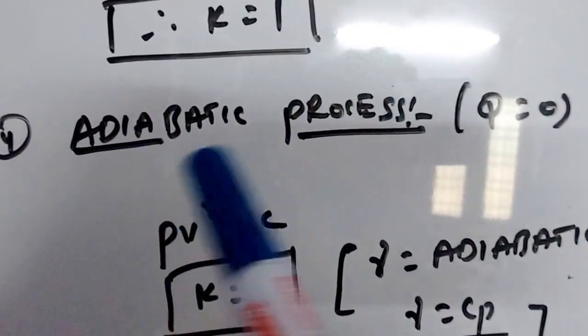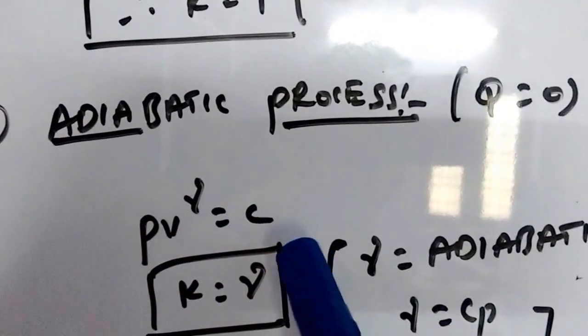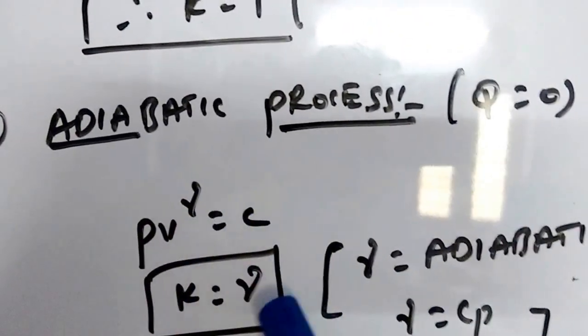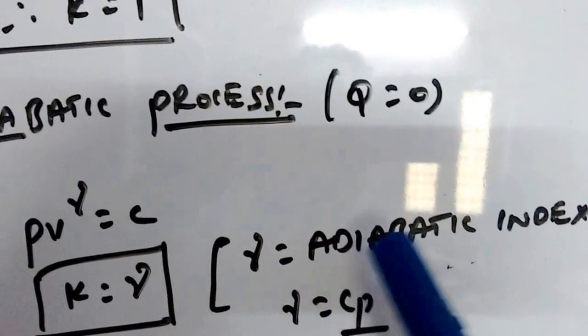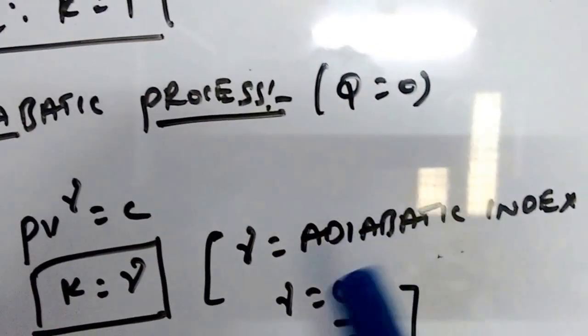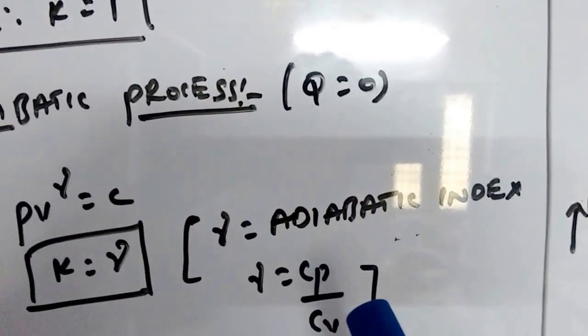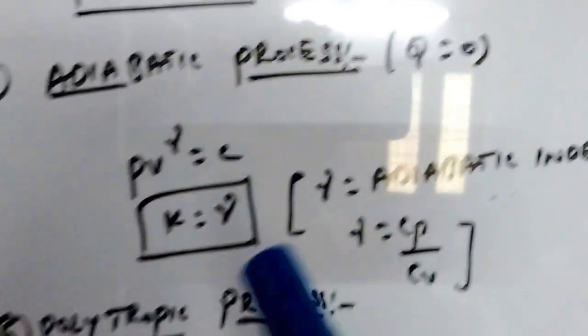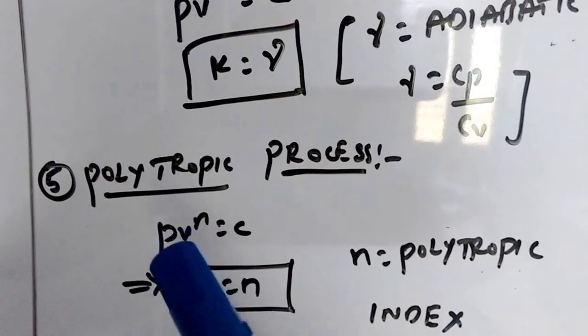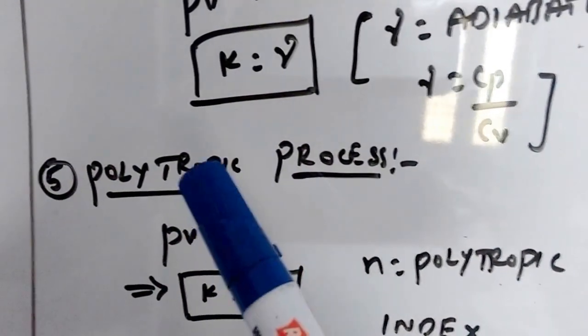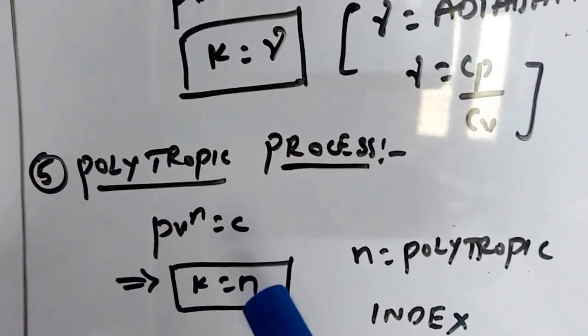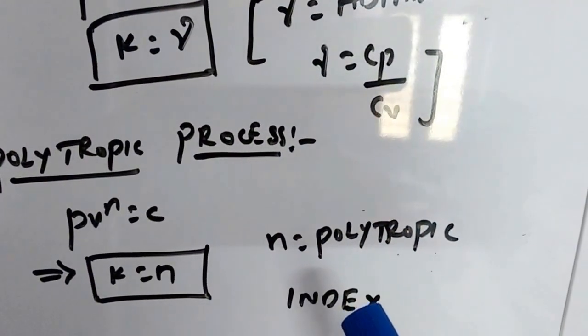For an adiabatic process, PV^gamma = constant, where K = gamma. This gamma is known as the adiabatic index, which is the ratio of specific heat at constant pressure to specific heat at constant volume. And if you take a polytropic process, PV^n = constant, the value of K is equal to n, where n is the polytropic index.